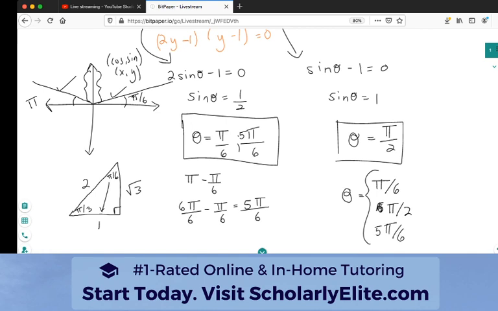If your teacher wasn't restricting you to just 0 to 2 pi, you could write, theoretically, plus 2k pi, because that would bring you back around, plus 2k pi, plus 2k pi. But because we're only talking about 0 to 2 pi, we will not include those, because that goes beyond the first circle.